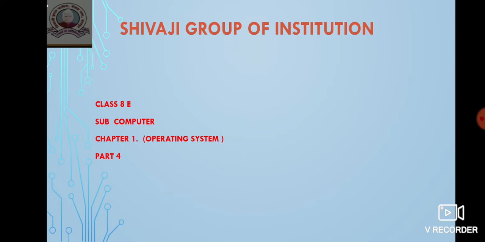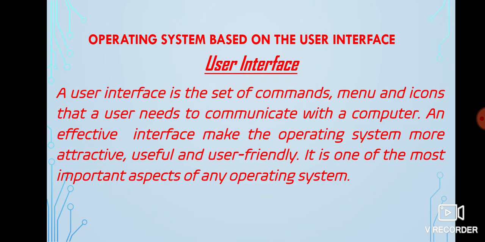This is class 8th E, subject is computer. This is the part 4 video of chapter 1 operating system. Today's topic is user interface. What is the user interface? User interface means how a user interacts with a computer.